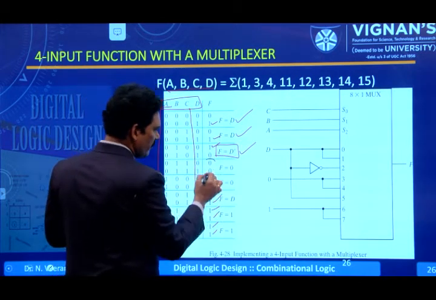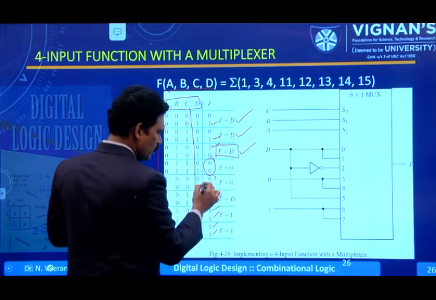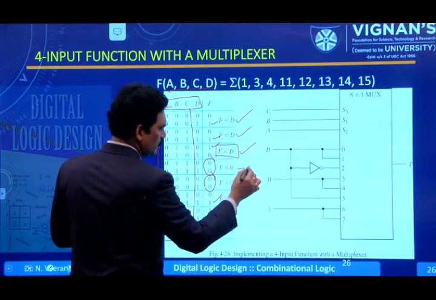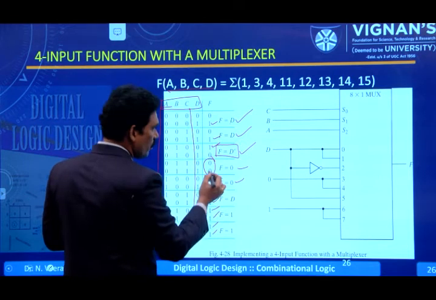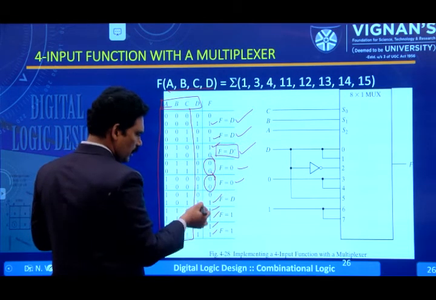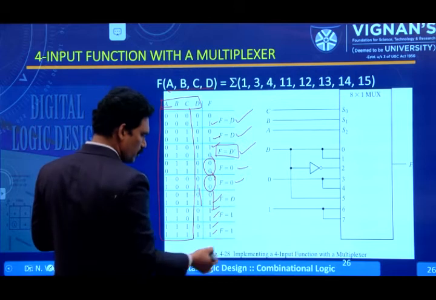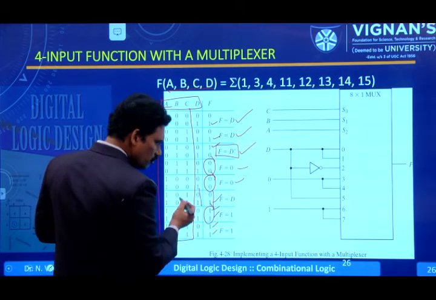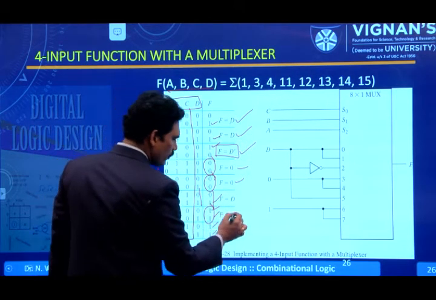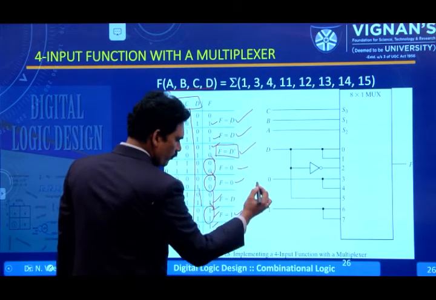Now, here the f value is 0, we can write directly 0. Here also 0, we can write directly 0. Here 0, 1, 0, 1 means the same, so f is equal to d. Here both values of f are 1, so f is equal to 1. Here also 1, f is equal to 1.